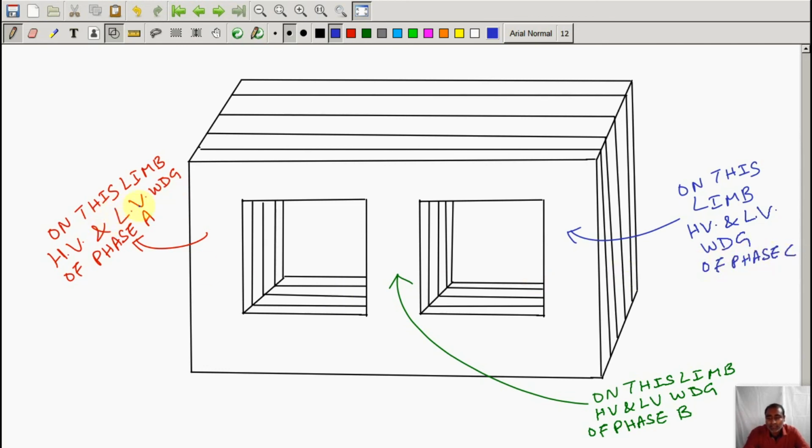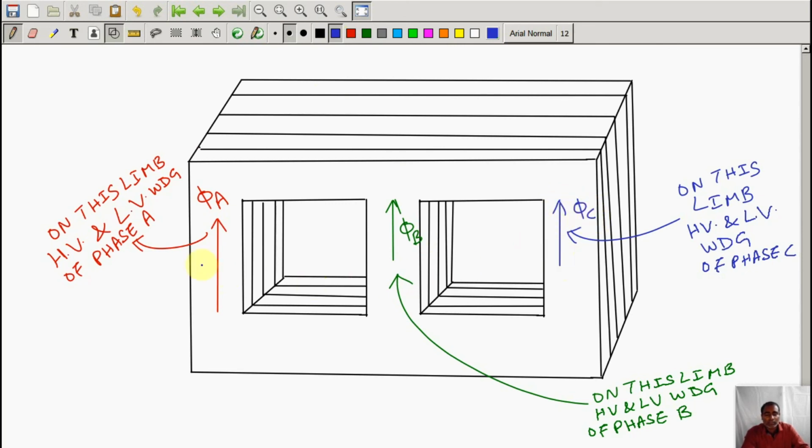Now you see, on this limb, if you are placing the high voltage and low voltage winding of phase A, obviously they are going to link the same flux. The same flux will be linked by both the windings. This is your flux, let's say phi A. So both will link the same flux. The same logic holds for this one, which will have flux phi B on this limb. And likewise you will have phi C here.